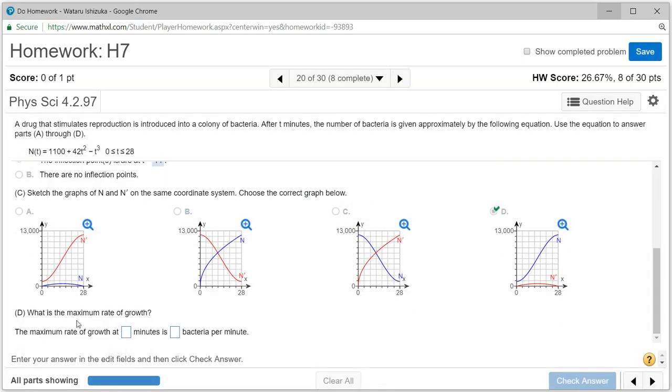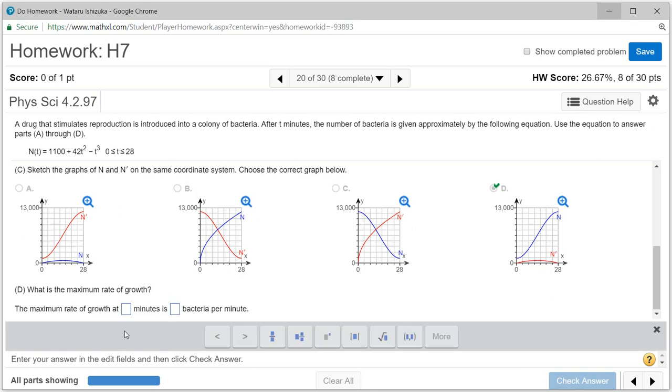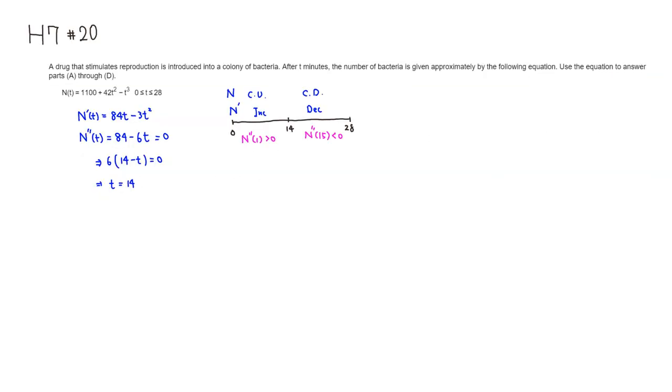Now find the maximum rate of growth. The highest point of the rate of growth happens right in the middle here, so the growth is highest at 14 minutes. Then we just need to compute N prime at 14, so you have 84 times 14, minus 3 times 14 squared.